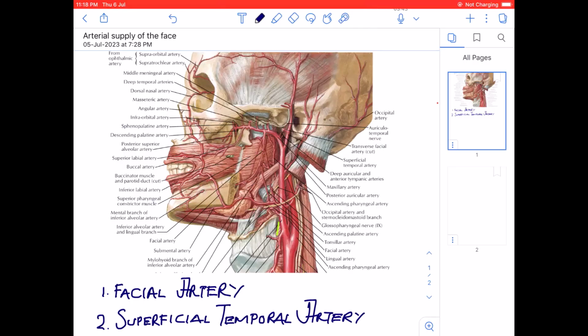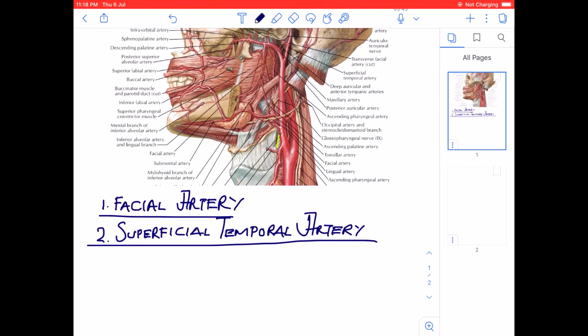Arterial supply of the face. The face receives a rich blood supply from two main vessels, the facial artery and the superficial temporal artery. These arteries are supplemented by several small arteries that accompany the sensory nerves of the face.